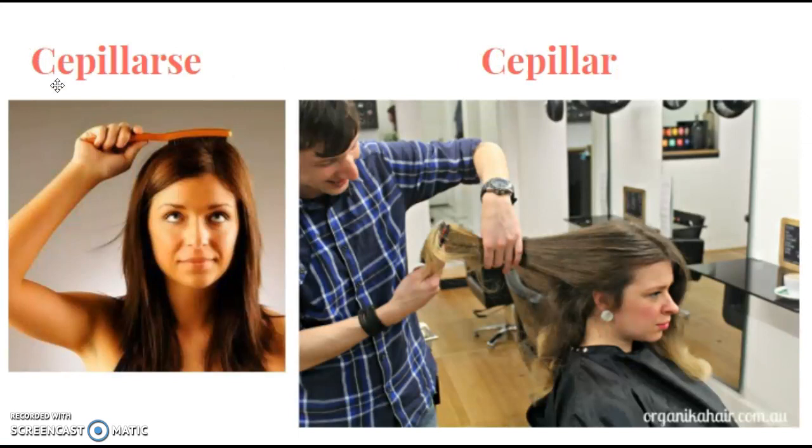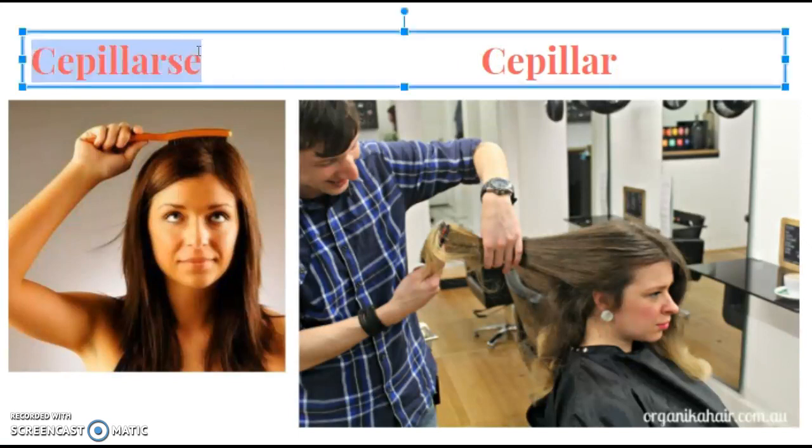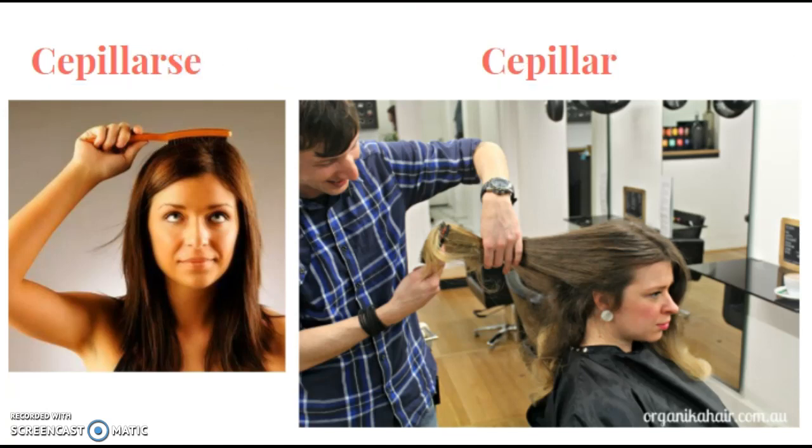So for instance, here I have the verb cepillarse. She's brushing her own hair. However, I also have the verb cepillar, or someone is brushing someone else's hair. So the only difference between these verbs is that this one has an SE and this one does not, because she's doing it to herself.